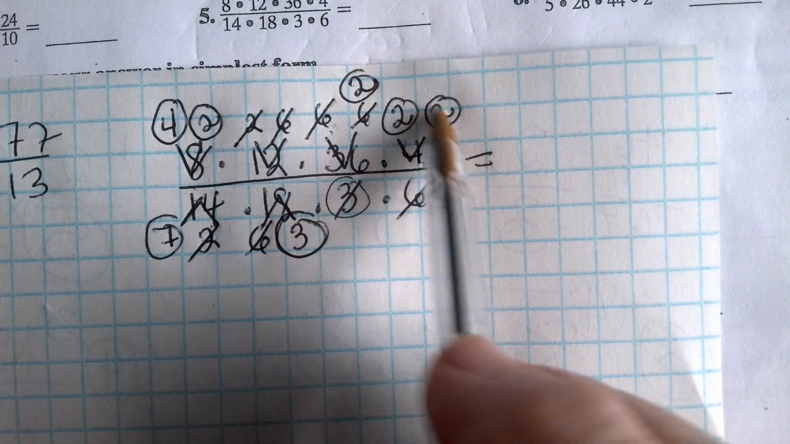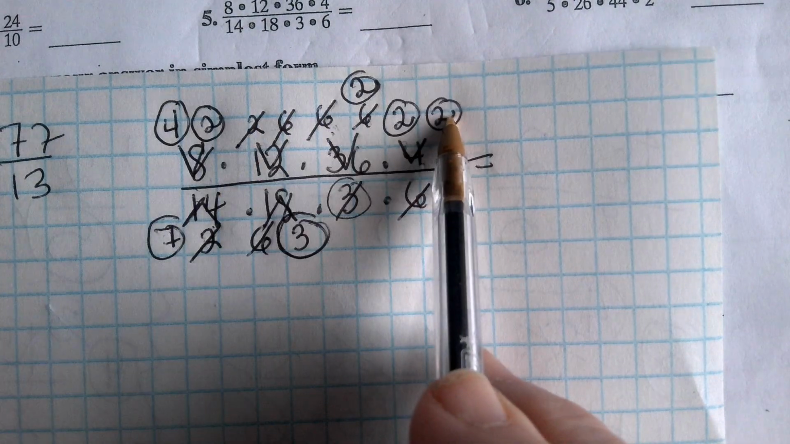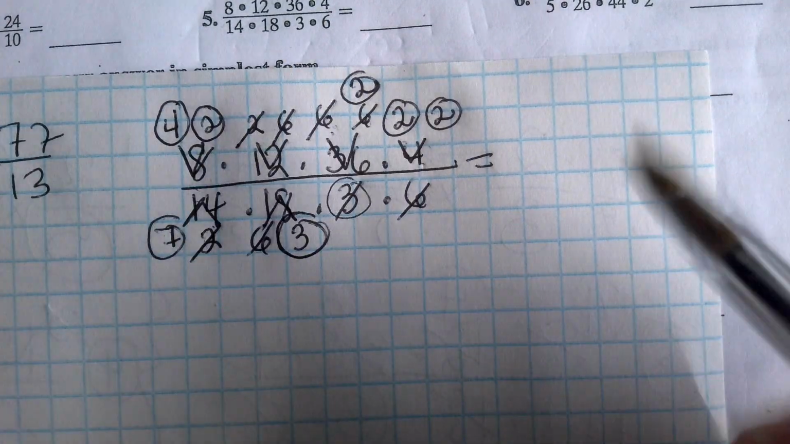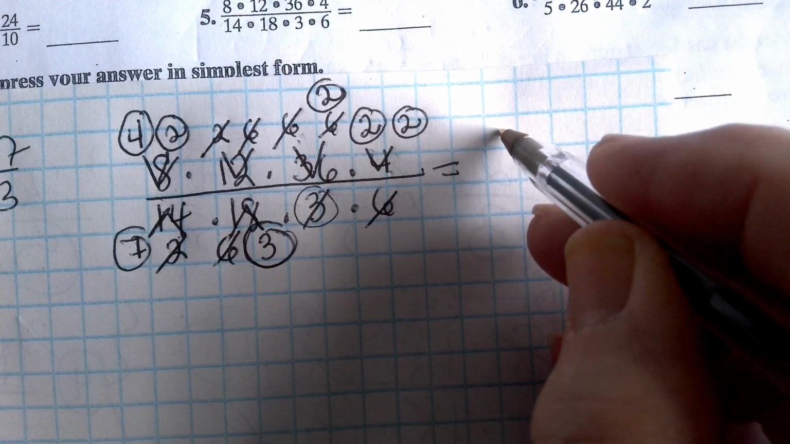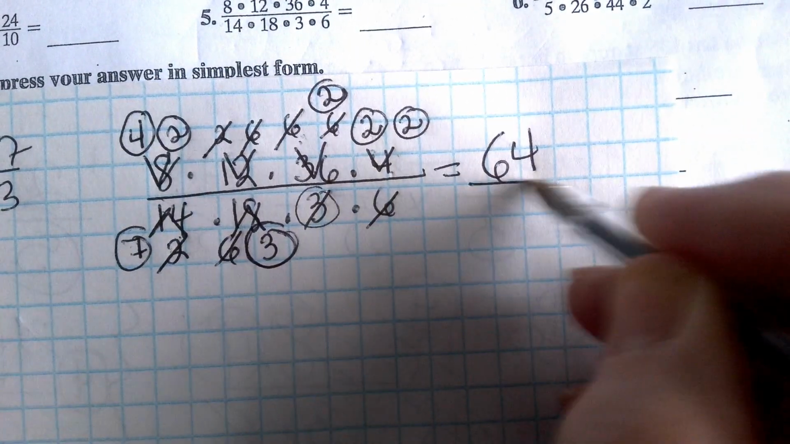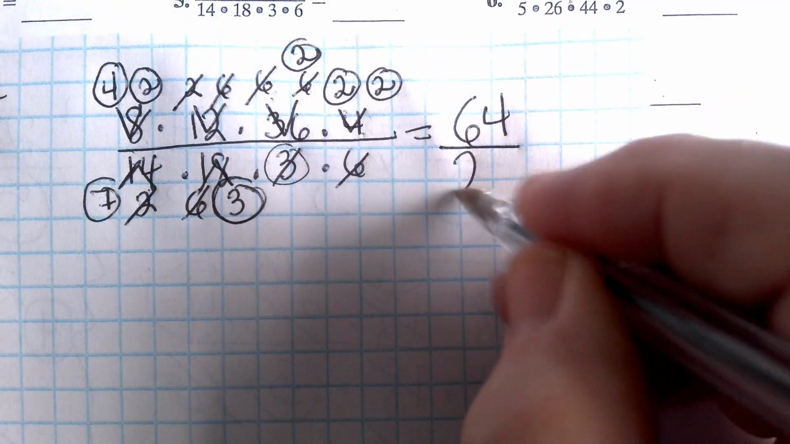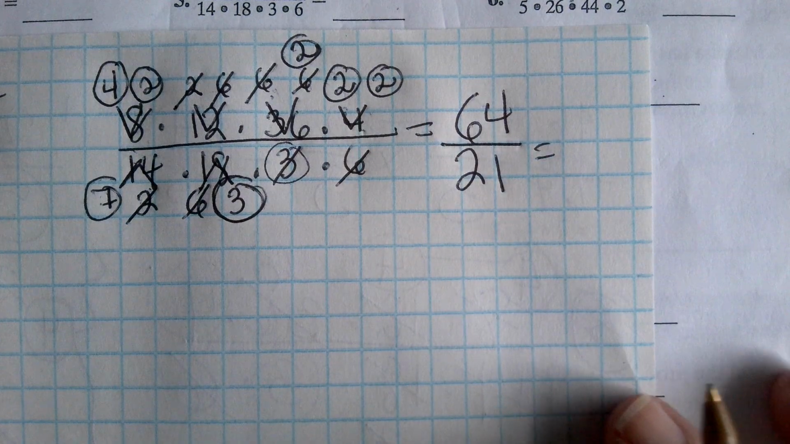So I'm going to go from this. This is 8. And 2 times 2 is 4, times 2 is 8. What's 8 times 8? 64. And then on the bottom, who knows the bottom number? 21. It's 21. This one will make into a mixed number.